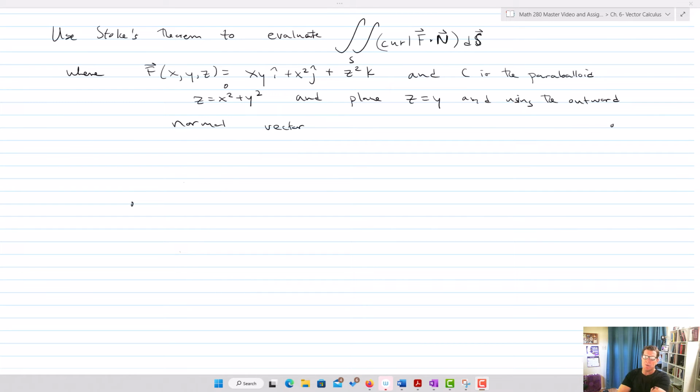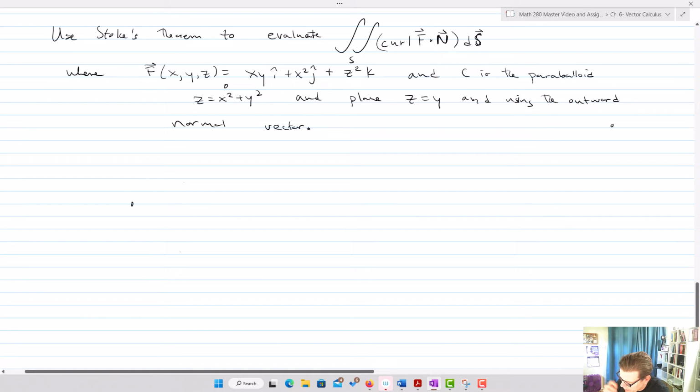What we want to do now is evaluate the curl of F dot n dS over a surface, and we've got this. The vector field is xy i plus x squared j plus z squared k, and C is the paraboloid z equals x squared plus y squared and the plane z equals y, and we're going to use the outward normal vector.